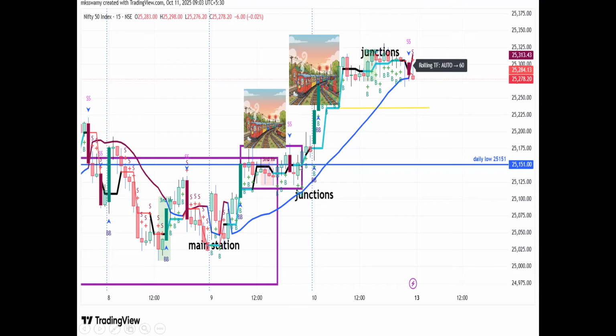So if it starts falling below this point, 25,151 to 25,080 or something, then the complete thing is going to collapse. It will come down and it may come down to the main station. This is a junction. Junction pivot is here and main station pivot is here. I know all the levels. I can trade very well because my indicator tells you everything.